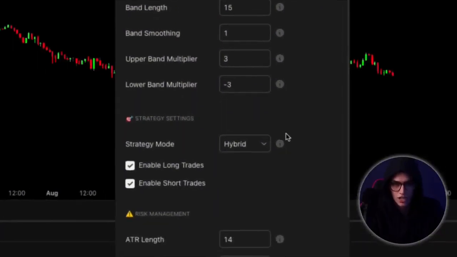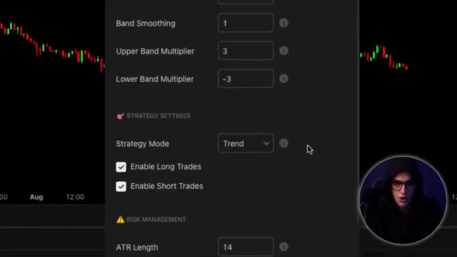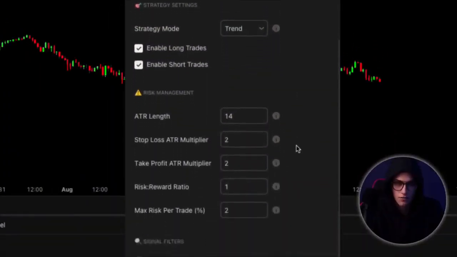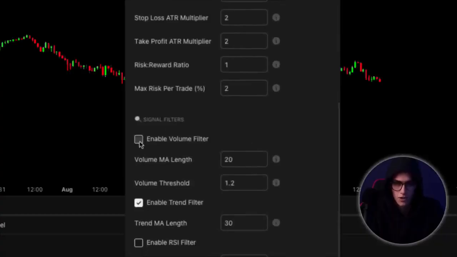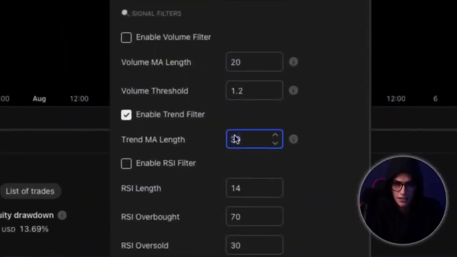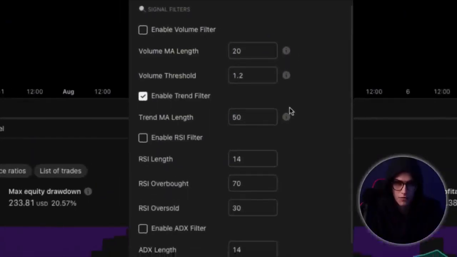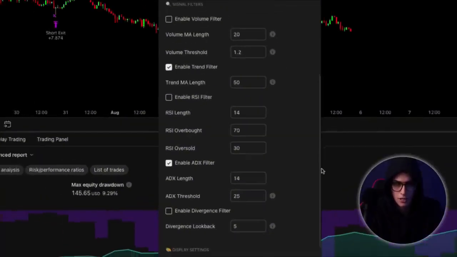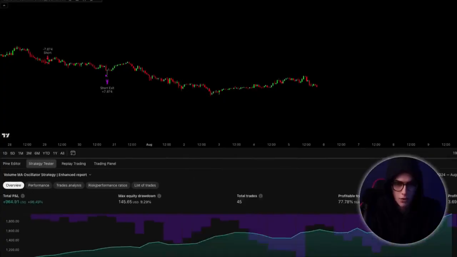Then I switched the strategy mode to trend, focusing purely on momentum-based entries. To improve signal precision even further, I enabled the trend filter and set its length to 50. This gave the system a solid directional bias, preventing it from trading in choppy sideways markets. Finally, I turned on the ADX filter, which is set to default parameters. This addition helps confirm that price is moving with real strength before any entry is allowed.